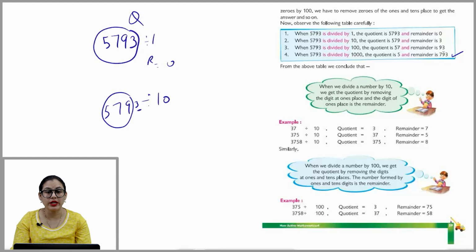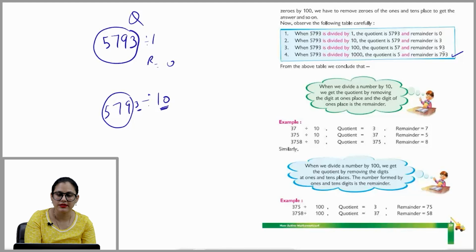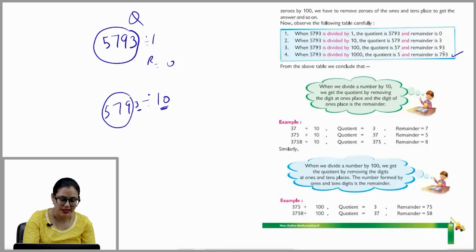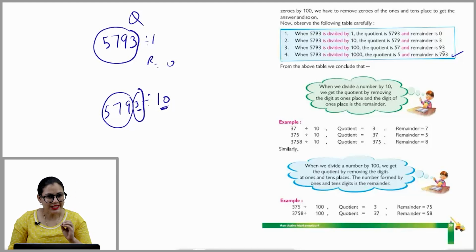From the above table, we conclude that when we divide a number by 10, we get the quotient by removing the digit at ones place. When we divide a number by 10, we remove the digit from ones place. This is the remainder. For example, 37 divided by 10. There is 10, so 7 is the remainder and the remaining number is the quotient.